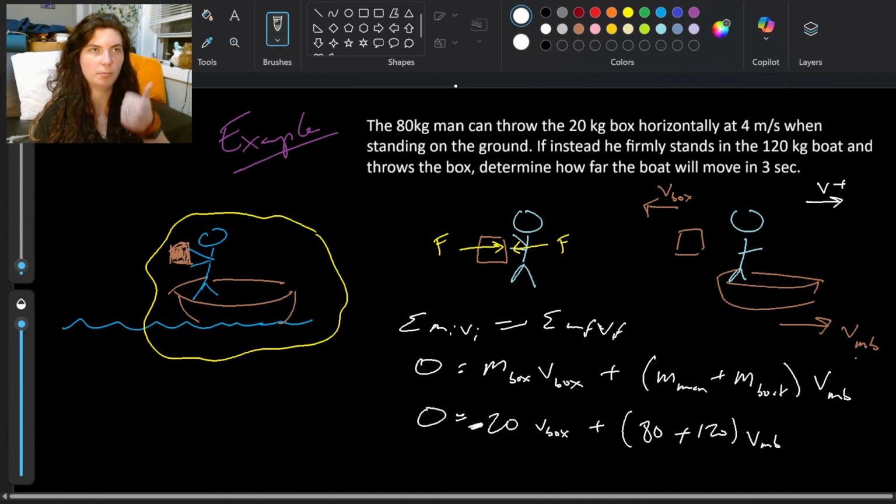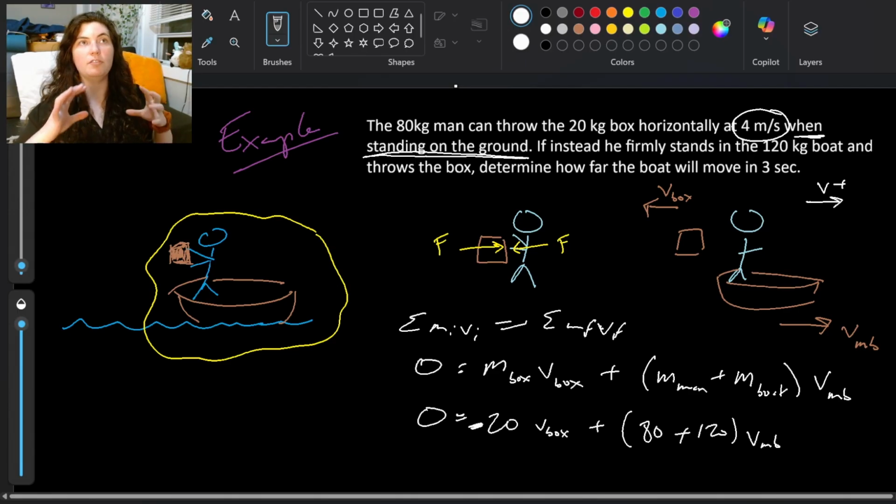So I've got 2 velocities that I don't know. I don't know the velocity of the box, and I don't know the velocity of the man in the boat afterwards. I know you may be thinking, what do you mean I don't know those? I'm told that he can throw the box horizontally at 4 meters per second. But that's when he's standing on the ground. That's a very, very important caveat, because it is not the box that's moving at 4 meters per second. That's the velocity of the box relative to the man, right?